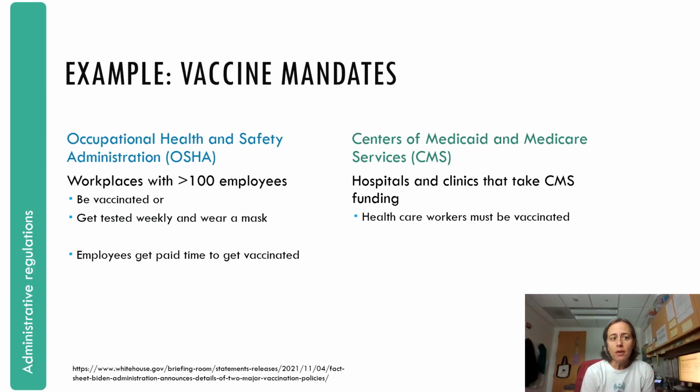So an example of an administrative regulation would be the vaccine mandates that were passed back earlier in the pandemic. There were two separate ones that were passed by two separate agencies within the executive branch. On the left, we see the Occupational Safety and Health Administration, or OSHA. I don't know, but it's OSHA.